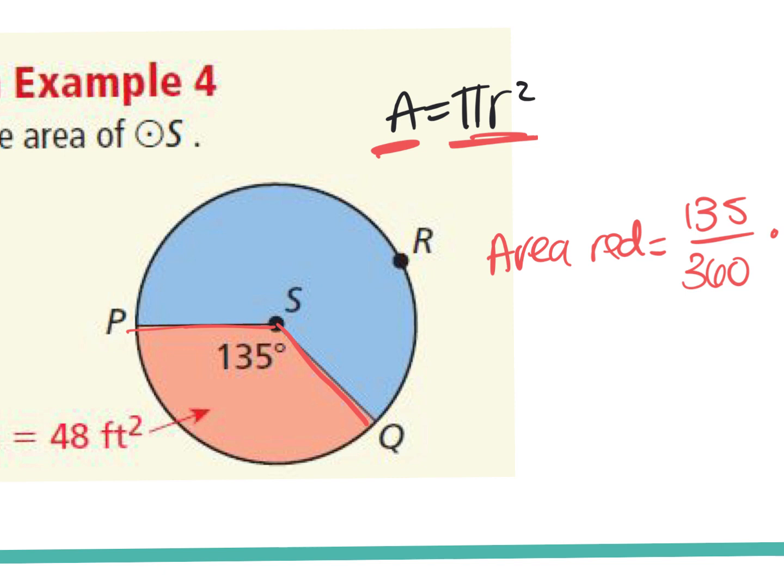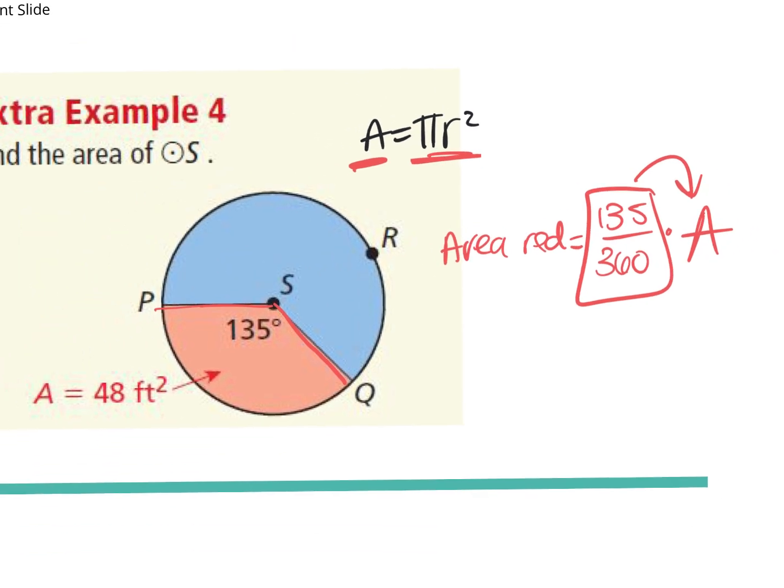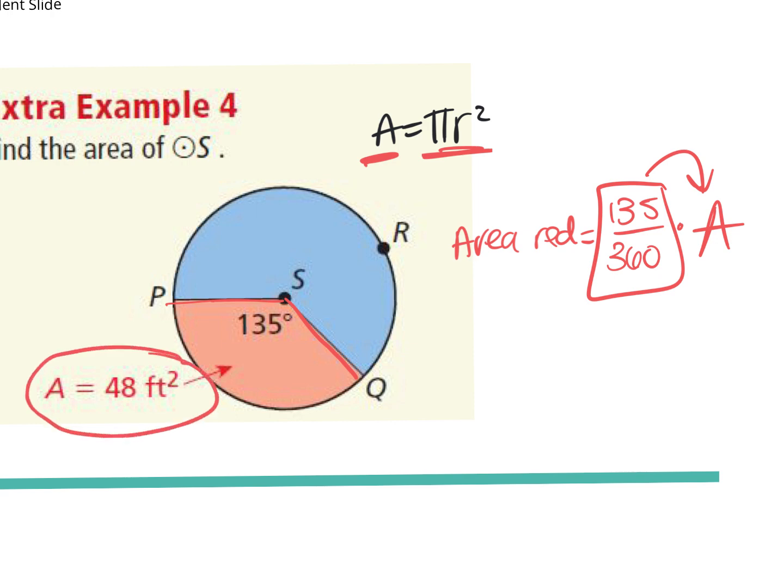This red section is only a piece of the whole circle. It's 135 degrees out of 360. So that's why we set up a ratio. We're saying if we take 135 over 360 and multiply it by the area of the whole circle, we'll get the area of the red section of the circle. How would we know what the area of the circle is? We don't. That's what we're trying to find. But what we do know is the area of the red section. It told us the area of the red section is how much? 48. So we're plugging in 48 to the left-hand side equals 135 over 360 times A.